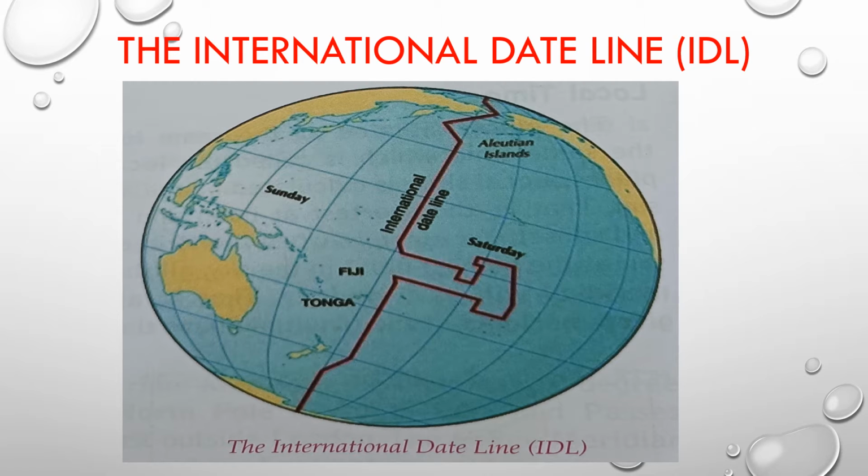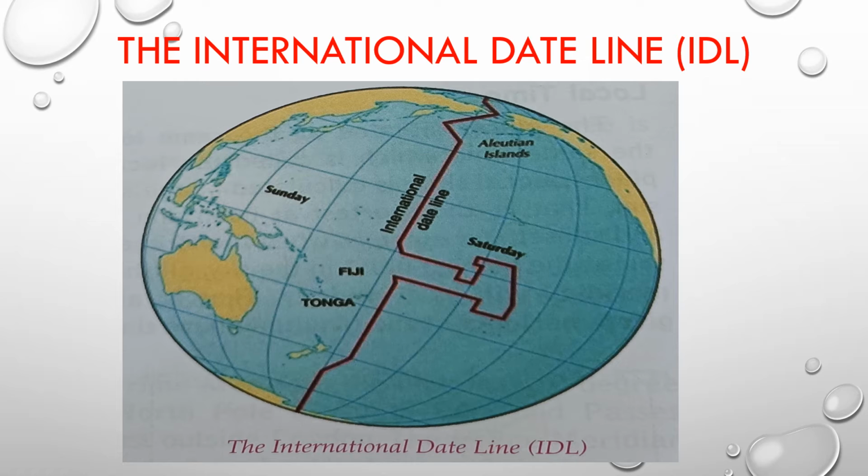So if we move from the prime meridian towards the east, we shall find that the time is 12 hours ahead of the prime meridian of GMT. And on the other hand, we shall find that the time at the 180 degree meridian is 12 hours behind that of the prime meridian of GMT. So this situation causes a lot of confusion.